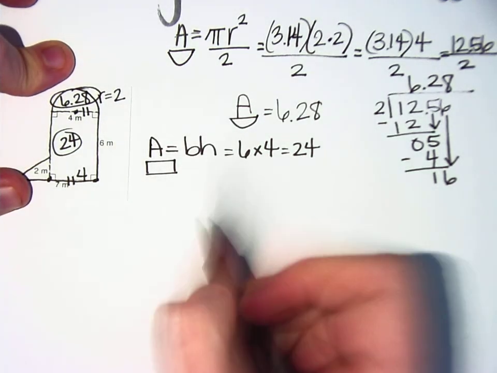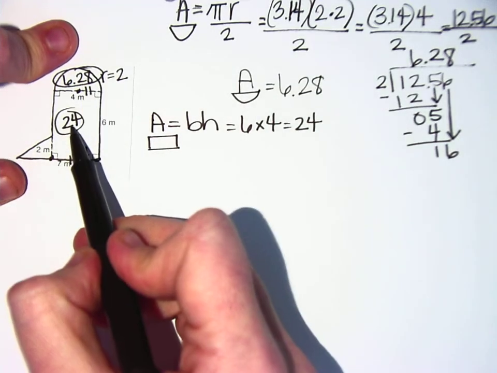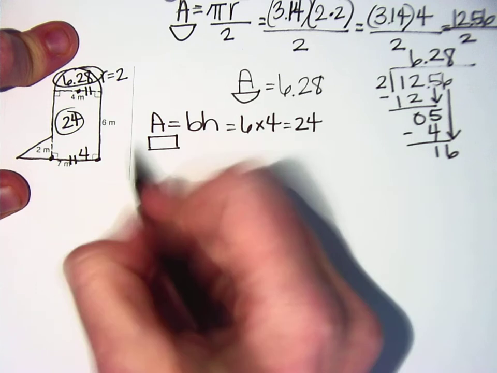Okay. Now we're going to go through. We've done our semicircle. We've done our rectangle. Now we need to do our triangle.